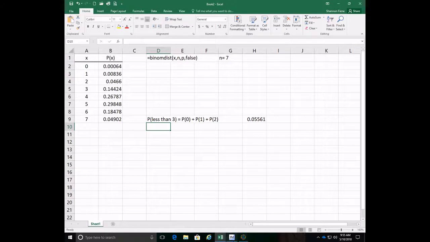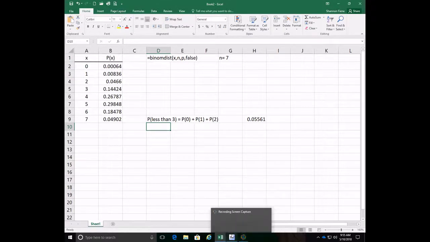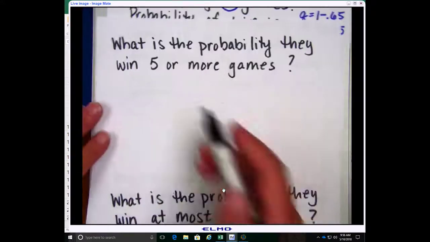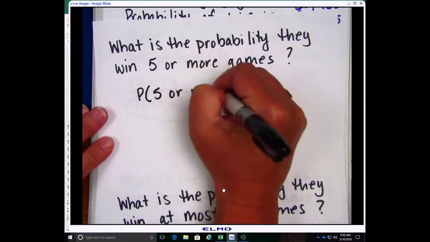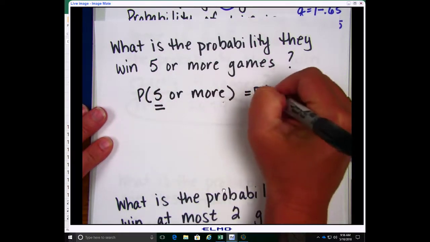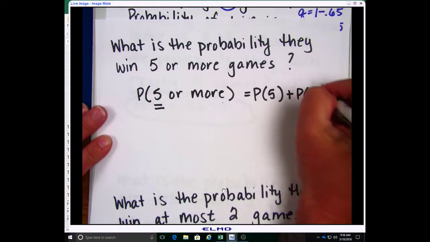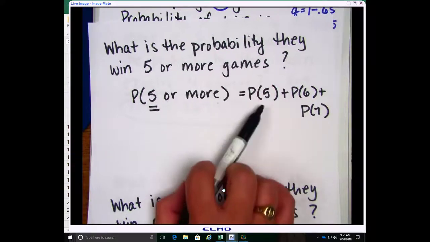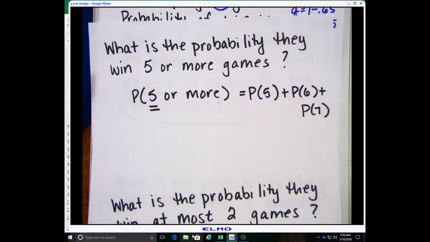All right, so let's do a few more. The next question I asked was the probability they win five or more. What is the probability they win five or more? The probability of five or more means it can be five, because we want to know their probability they win five or more. So anything more, six, seven. So the probability of five or more is probability five plus probability six plus the probability of winning seven.